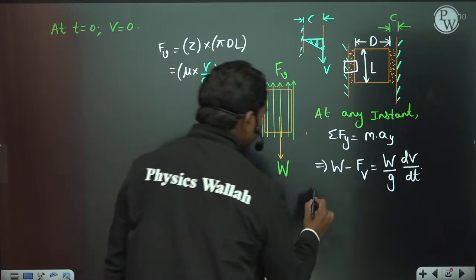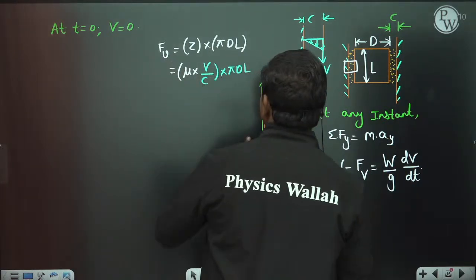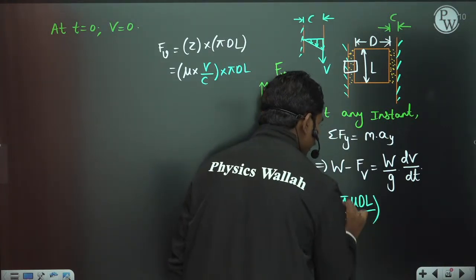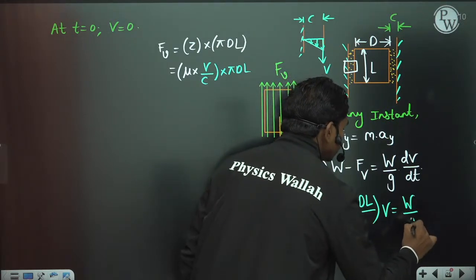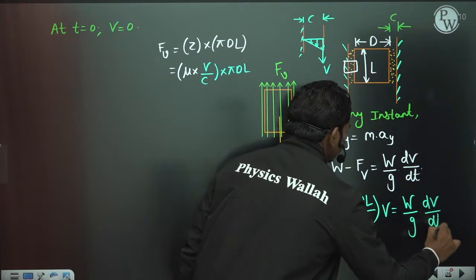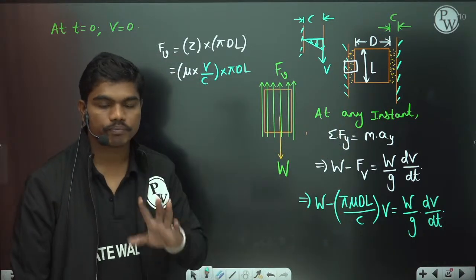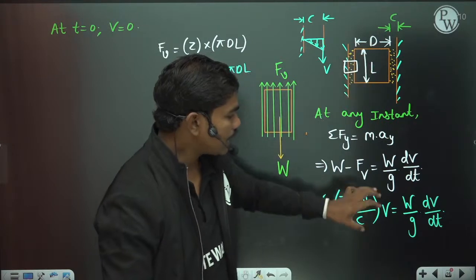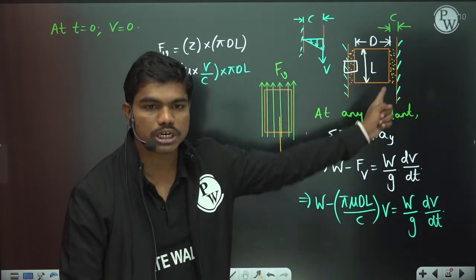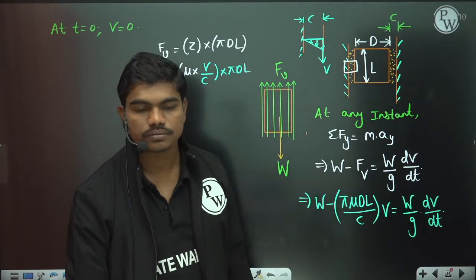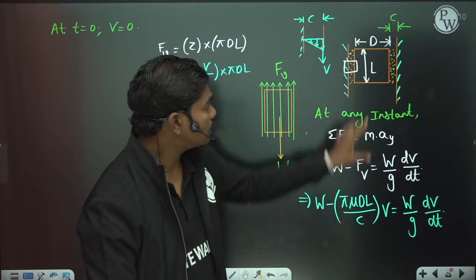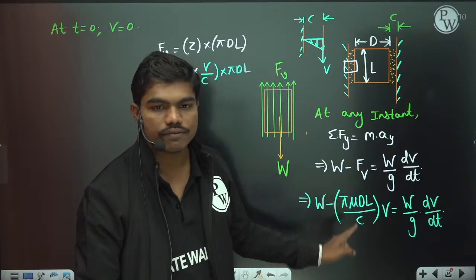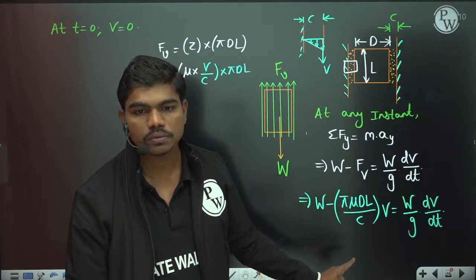So if you see this equation, we have W minus mu V pi d l by C, or pi mu d l by C into V, is equal to W by g times dV by dt. Can I say this is the differential equation at any given time? If I want to understand the motion of this cylinder which is inside, can I say that this is the differential equation which governs the motion of this piston, of this cylinder? So please type in the chat box. Can I say that this cylinder is coming down and this is the equation of motion for the movement of this cylinder? Yes or no? Yes, I can say this.